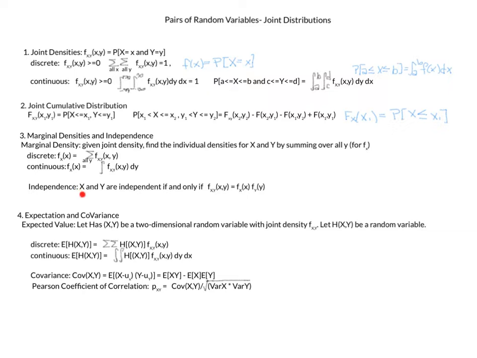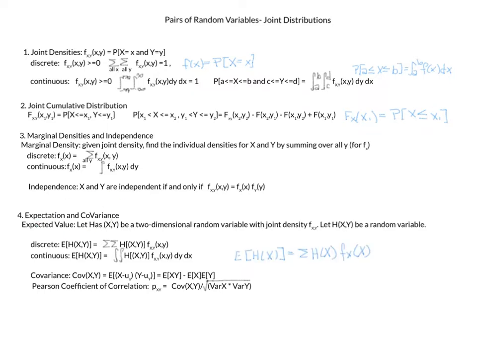Independent means if you know information about one variable, it gives you no information about the probability of the second variable. So x and y are independent if and only if the joint density is equal to the product of the individual densities.